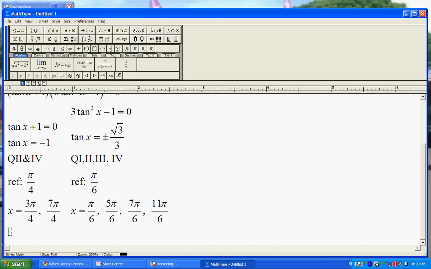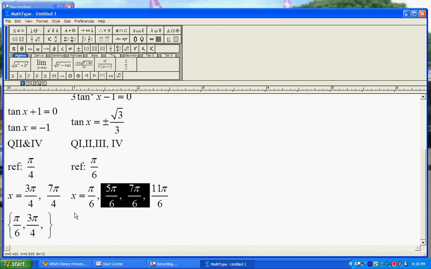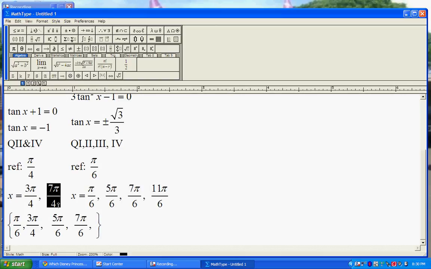Alright, so collecting all of our solutions into one solution set, we have pi over 6, 3 pi over 4, 5 pi over 6, 7 pi over 6, 7 pi over 4, and 11 pi over 6.